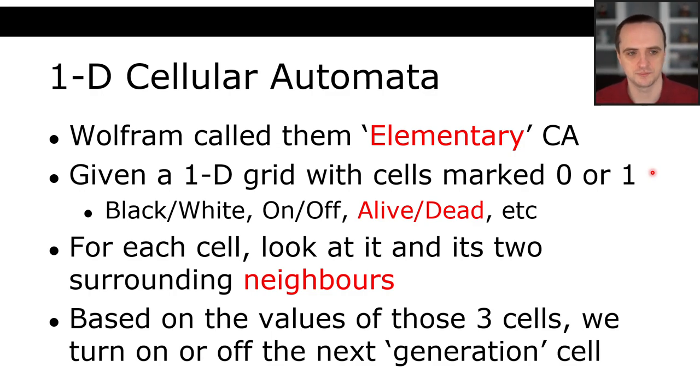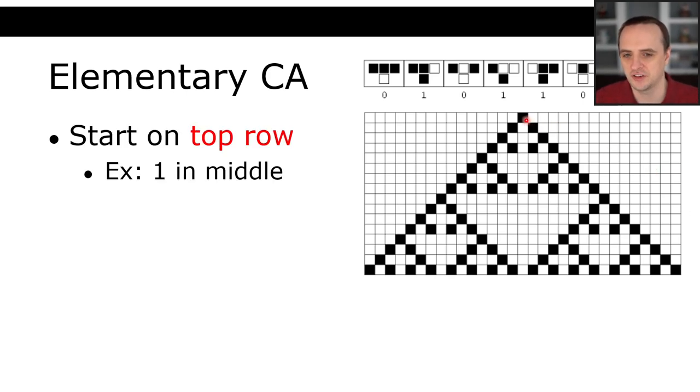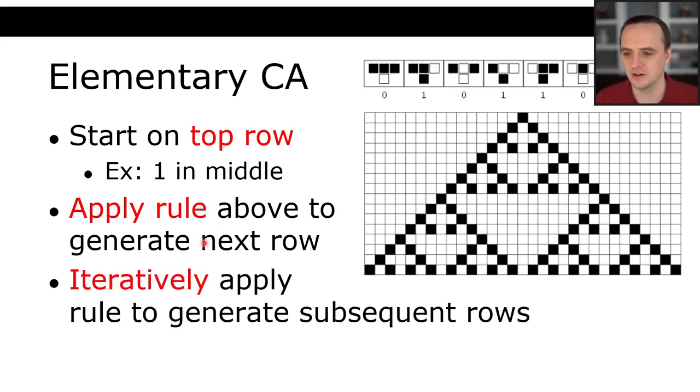Okay? So, in an elementary CA, we're going to start on the top row. So we're going to start with just this row up here. This row at the top of this image is just a blank row with one black dot in the middle. So here, we just have one array with a 1 in the very center and zeros everywhere else. Then, we're going to apply a rule to that in order to generate the next row of data. Then, we iteratively apply that rule to generate subsequent rows of data.